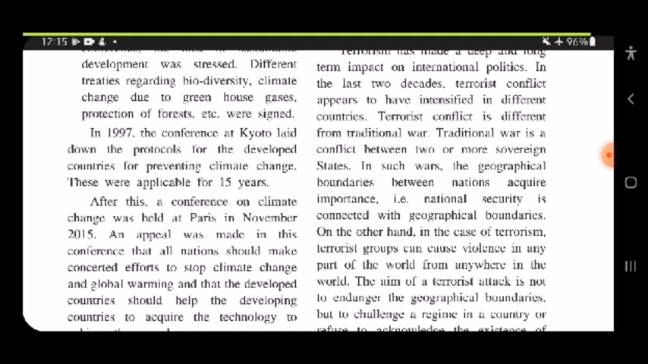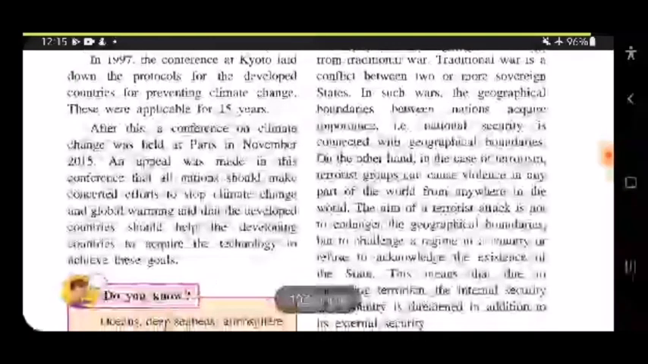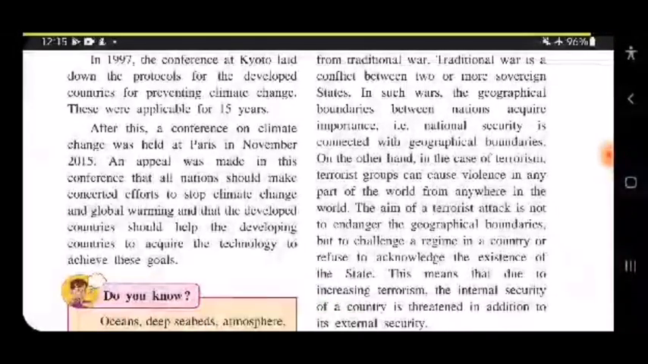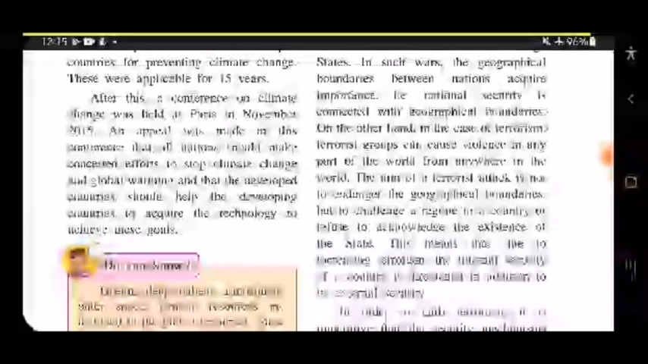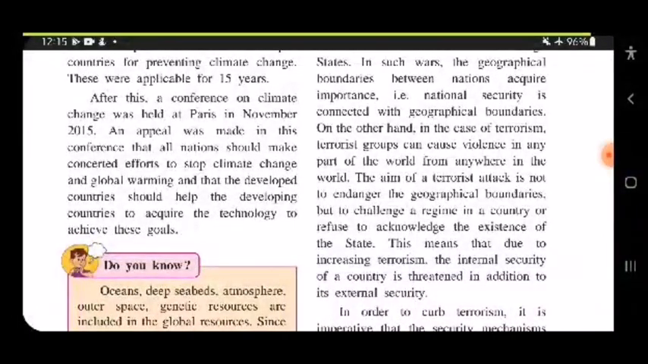So, traditional war is completely different. In such wars, the geographical boundaries between nations acquire importance. That is, national security is connected with geographical boundaries. On the other hand, in the case of terrorism, terrorist groups can cause violence in any part of the world from anywhere in the world. These terrorist groups cause violence or damage to property in the country. The aim of a terrorist attack is not to endanger the geographical boundaries, but to challenge a regime in a country or refuse to acknowledge the existence of the state.